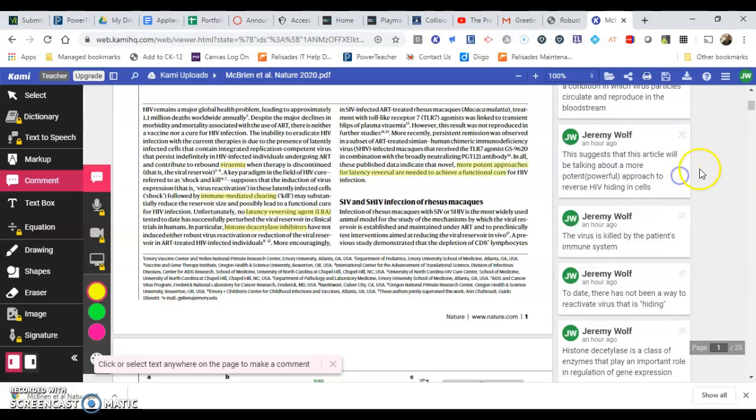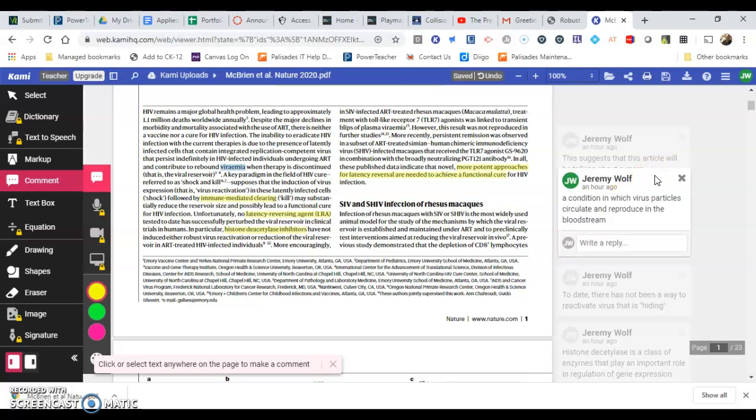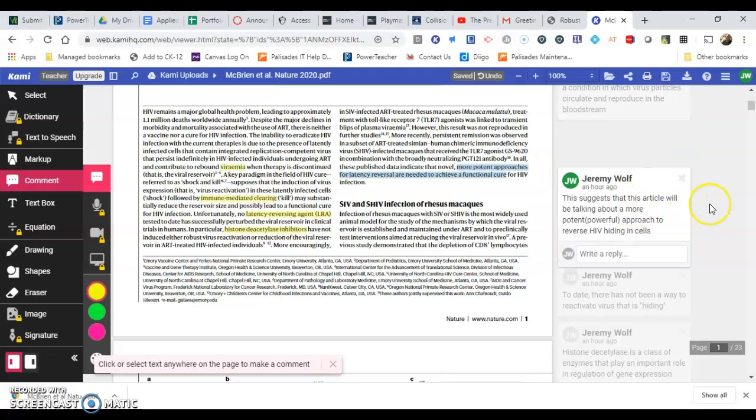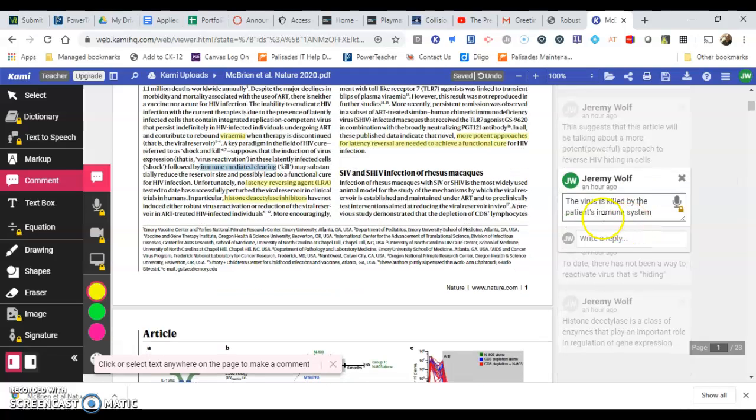Oh, no, where is it? That's right here. So I looked it up, and it's a condition where virus particles circulate and reproduce in the bloodstream. Okay, so that makes sense. And then immune-mediated clearing means that the virus is killed by the patient's immune system. Okay.